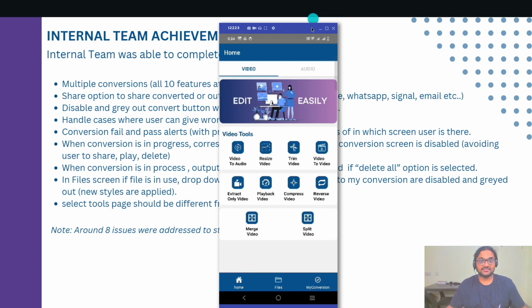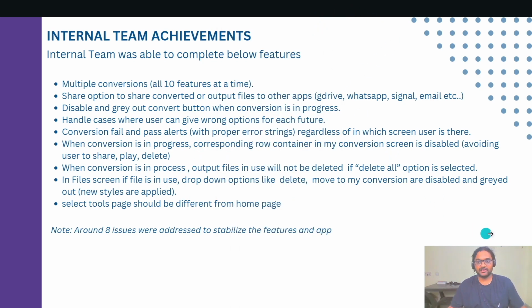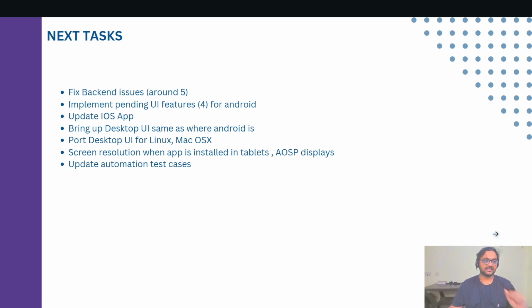That's all about the demo of the app, and the next task is to fix the backend issues and implement the pending UI features. There are 3 to 4 pending features which will add much more advantage to the app. We also want to port these changes to iOS. The desktop UI is very basic as of now, and we want to bring the desktop app to where the Android app currently is, and also port this desktop UI to Linux and Mac OS X.